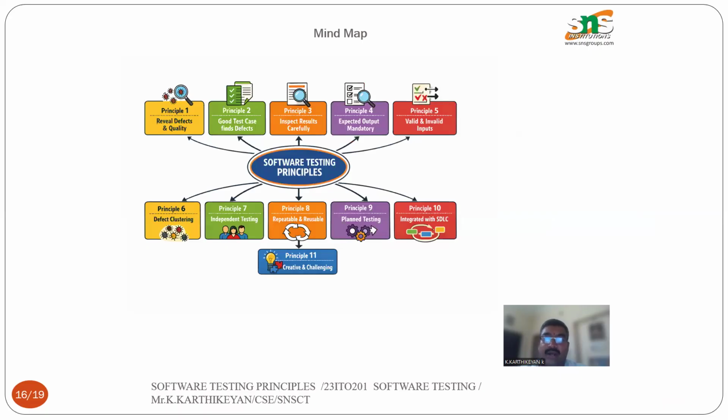So this is the mind map. Principles 1, 2, 3, 4, 5, 6, 7, 8, 9, 10, 11. The first one is resolve defects and quality. Principle number 2, good test cases find defects. Principle 3, inspect the results carefully. Principle number 4, expected output mandatory. Principle 5, valid and invalid inputs. Principle 6, defect clustering. Principle 7, independent testing. Principle 8, repeatable, reusable. And 9 is planned testing. 10, integrate with the SDLC. And principle 11, creative and challenging.